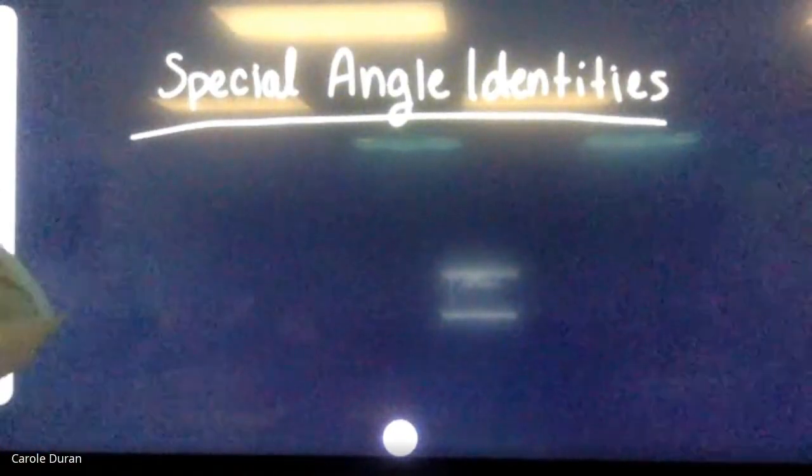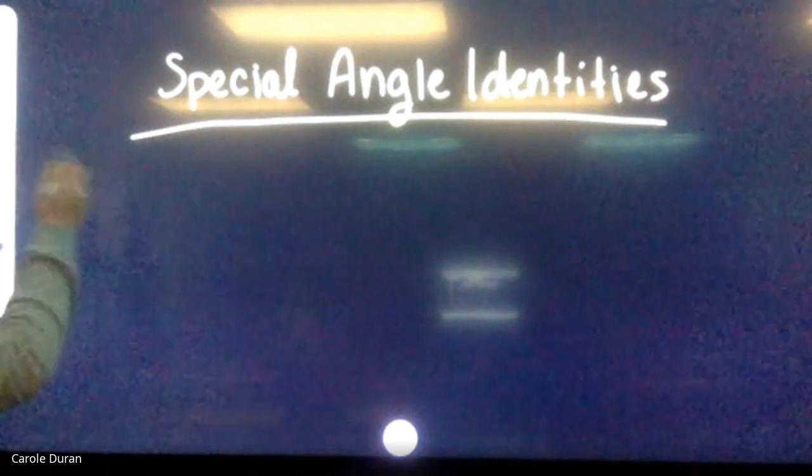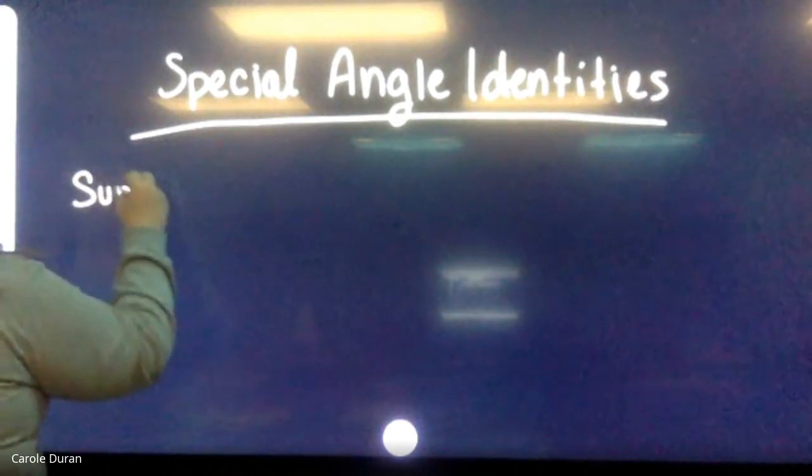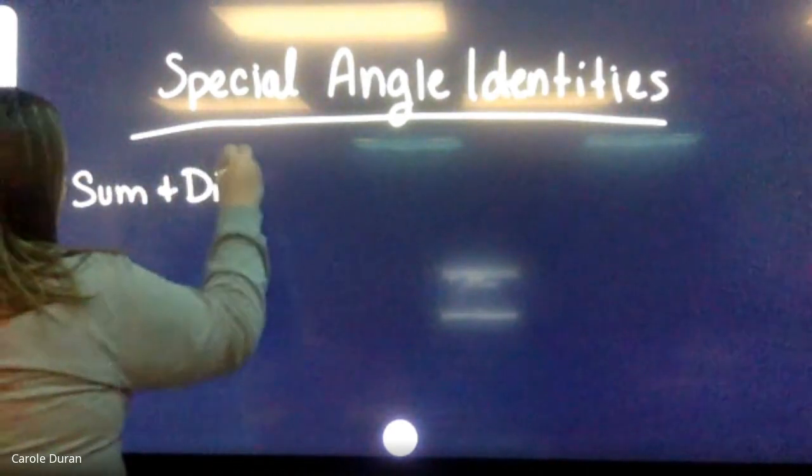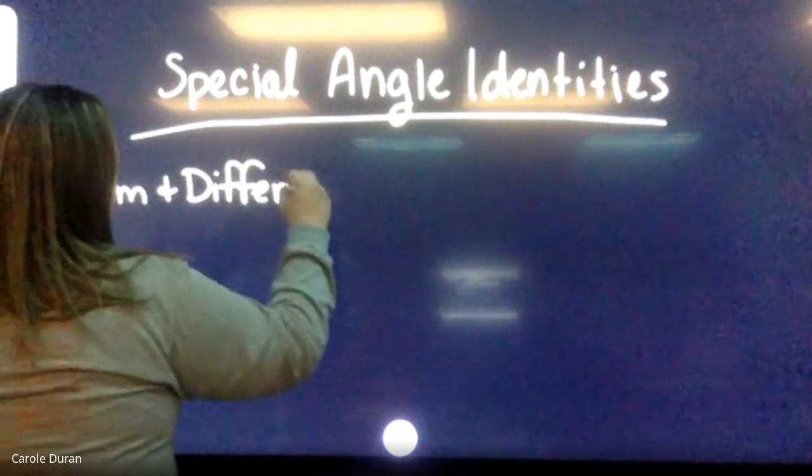Okay, so the first set of identities we're going to look at are called our sum and difference identities. Yes, this is the first set.